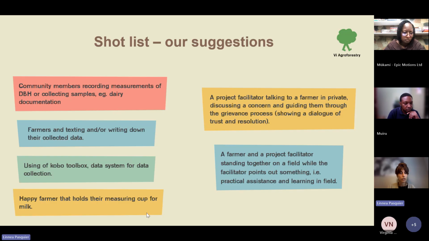Using Kobo Toolbox, a data system for data collection. A happy farmer holds up their measuring cup for milk. A project facilitator talking to a farmer in private, discussing a concern or guiding them through the grievance process, showing dialogue of trust and resolution. So it's important to have this grievance mechanism so that if there's any problem occurring, the farmer can address it. A farmer and project facilitator standing together on a field while the facilitator points out something, like practical assistance or learning.